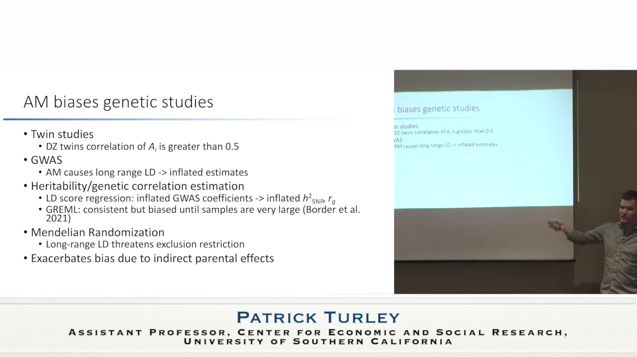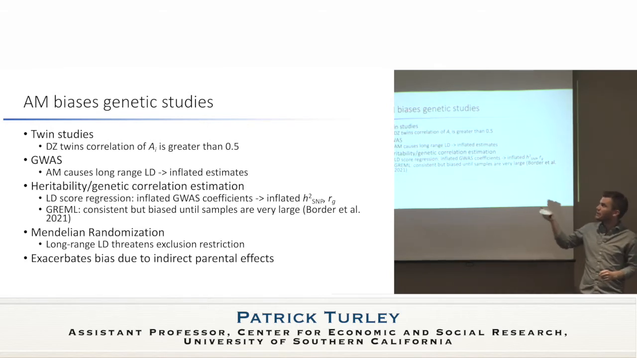In GWAS, remember when we said GWAS summary statistics not only correspond to the effect of the specific SNP that you're interested in, but also to the effect of every SNP that's in LD with that SNP. Assortative mating induces LD between that SNP and every other causal SNP in the genome. And so if there's assortative mating, our GWAS estimates are going to be inflated as a result. Alex talked a little bit about this in his lecture too. Assortative mating can also inflate our heritability and genetic correlation estimates.